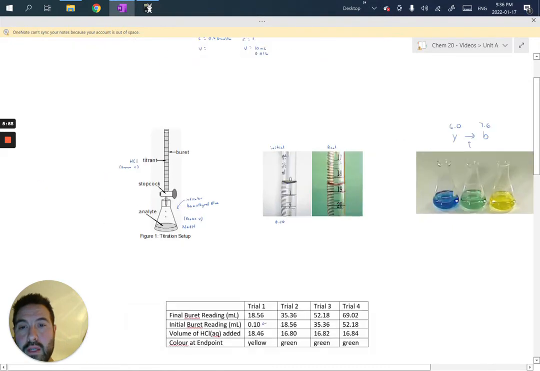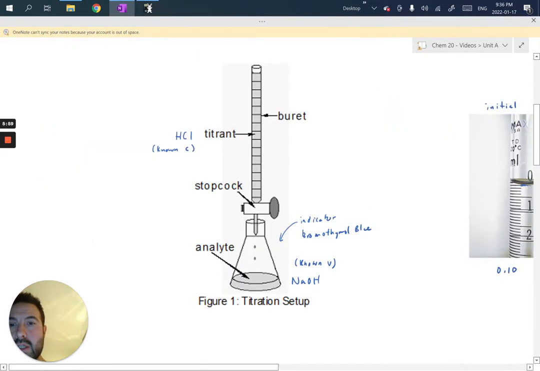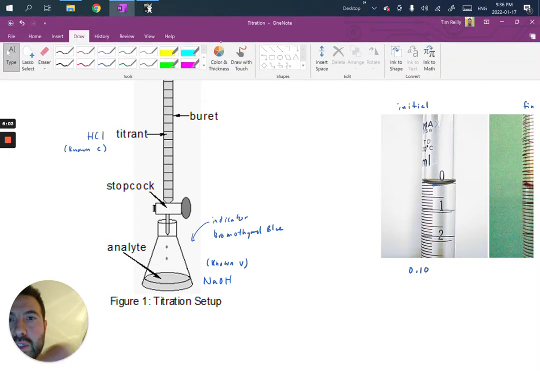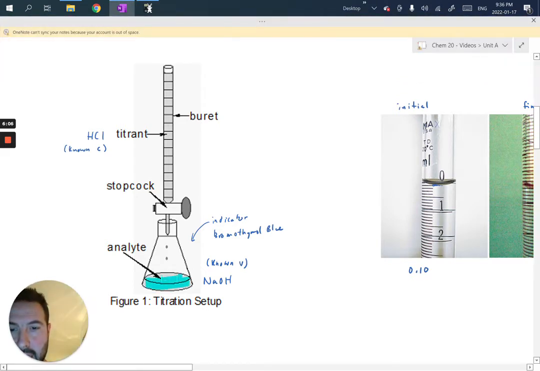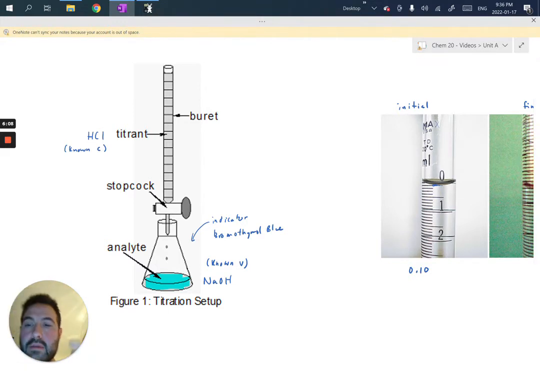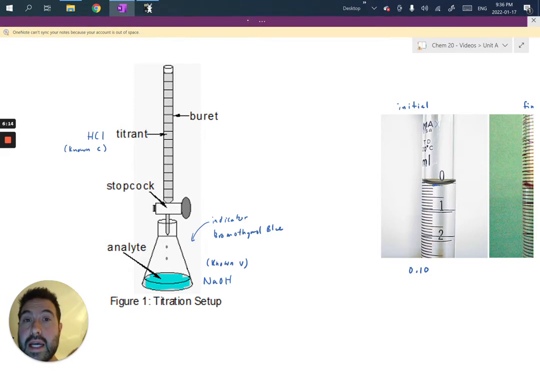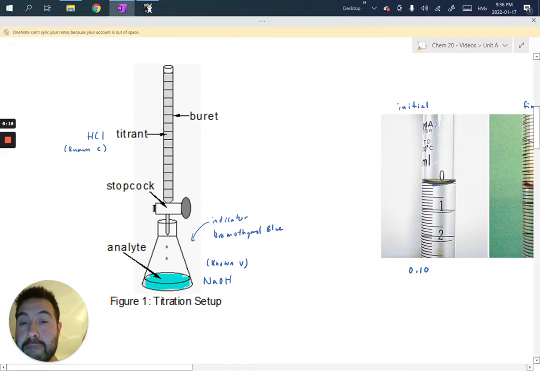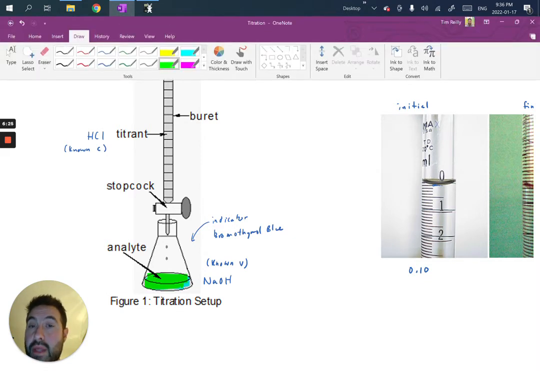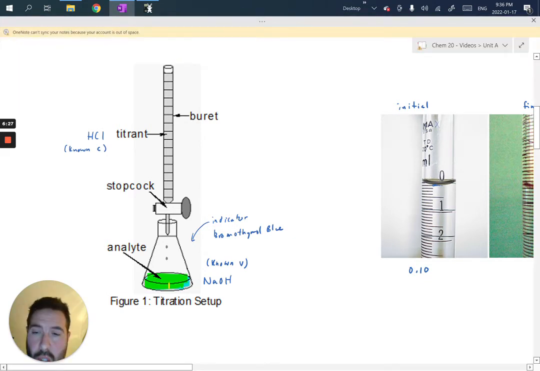So what I'm going to have here is a blue solution in the bottom. Okay, so it's blue. I start adding titrant. I open up the valve or the stopcock, I start adding titrant in, and I get to a point where my solution turns green. That's perfect. It turned green. That's when I want to stop. That's what I would call the endpoint of my titration. Now, if I add a little bit too much, then my solution would become yellow, and that would be what I would call an overshoot in my titration.